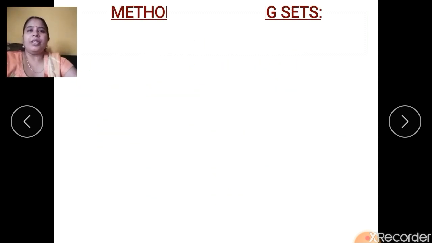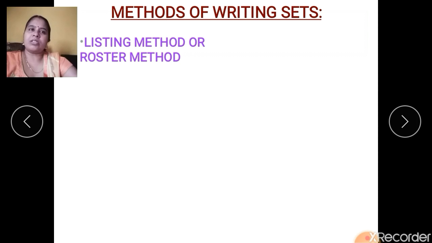Then the next thing is how to write such a set. What is a method to write such sets? There are two methods. The first method is known as the listing method or roster method. Now what is this listing method? For example, if I tell you I want a collection of all the natural numbers less than 10. I am restricting myself to natural numbers. Natural numbers are numbers which start from 1 till infinity, but I am restricting myself to 10. I am defining it. So how will I write?